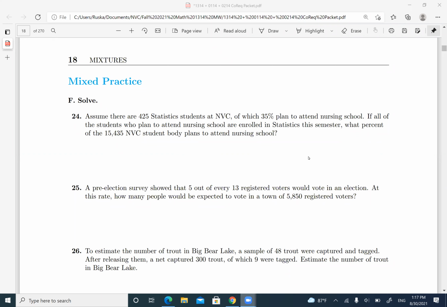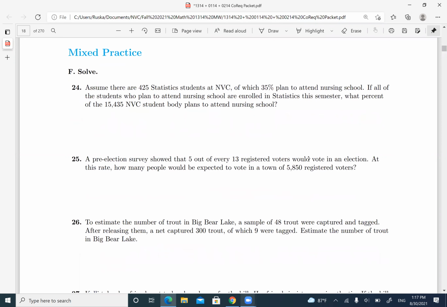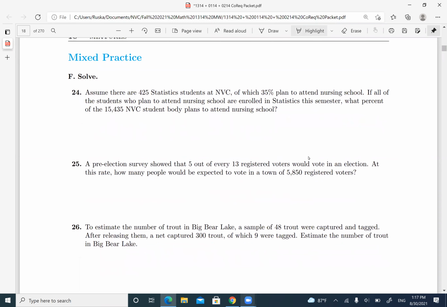Let's start with number 24. Number 24, we have there are 425 statistics students at Northwest Vista, of which 35% plan to attend nursing school. If all of the students who plan to attend nursing school are enrolled in statistics this semester, what percent of the student body plans to attend nursing school? So any ideas how to do that? Any ideas?